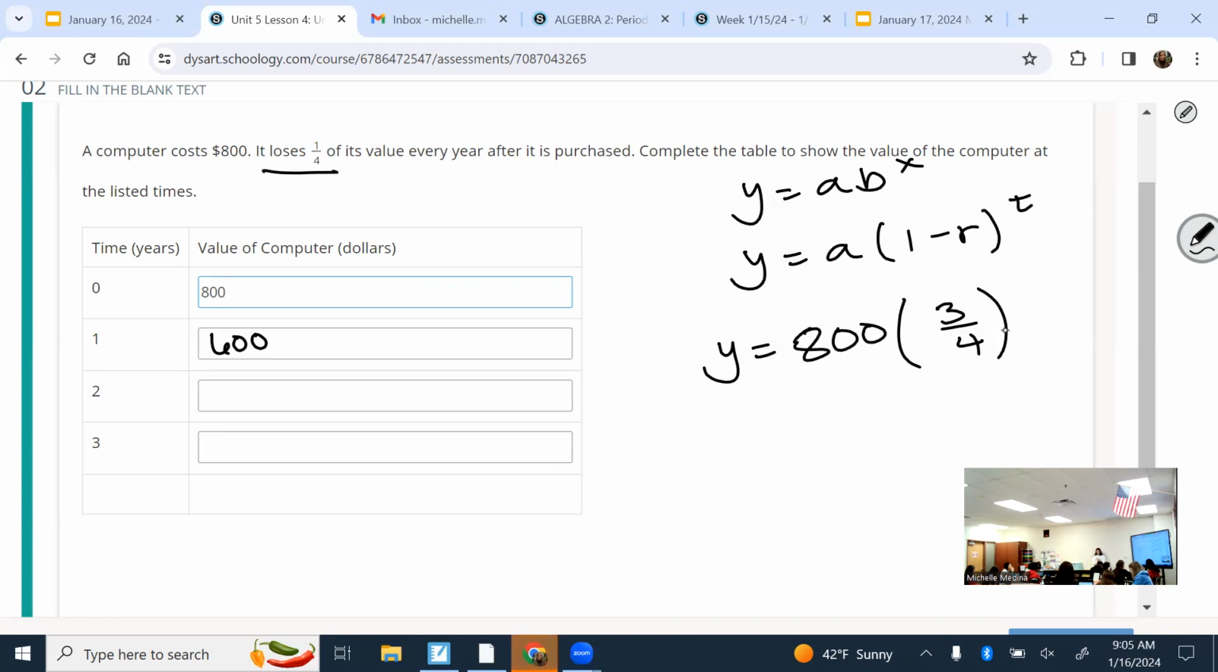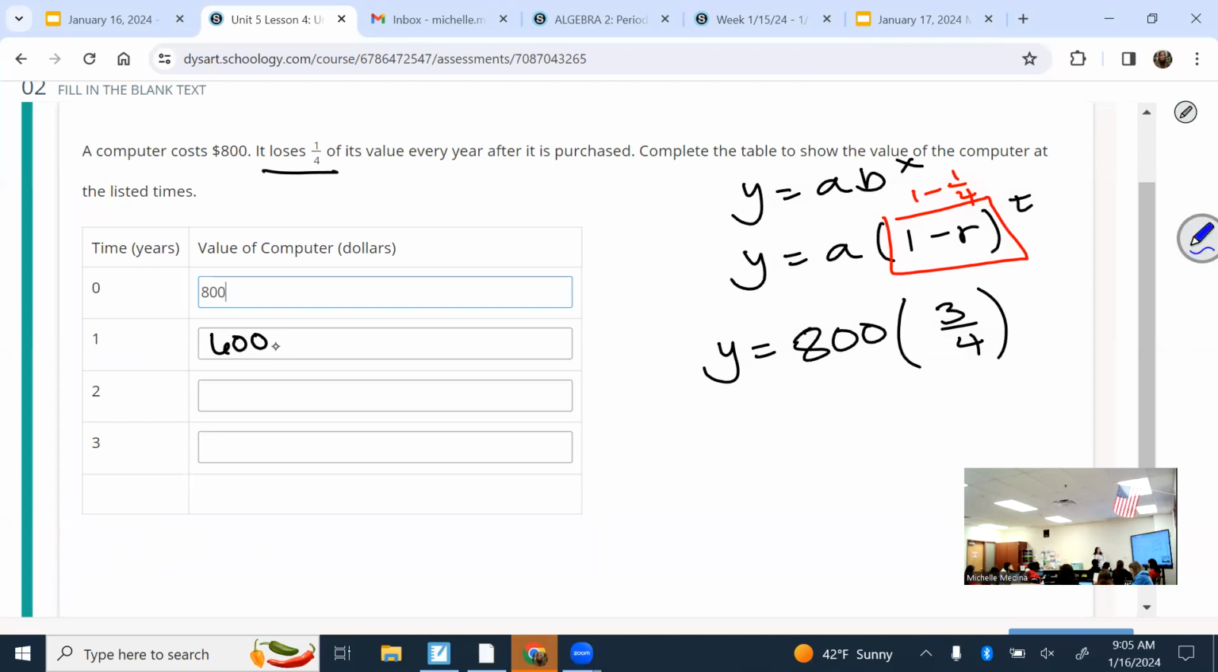3/4. So you would kind of have to do this part, I guess, in your head. 1 minus what it's losing each time. Fraction wise, what remains is 3/4. Okay. So if you want to try that in your calculator, do 800 times 3 divided by 4, which is times by 3/4. And that does give me 600.